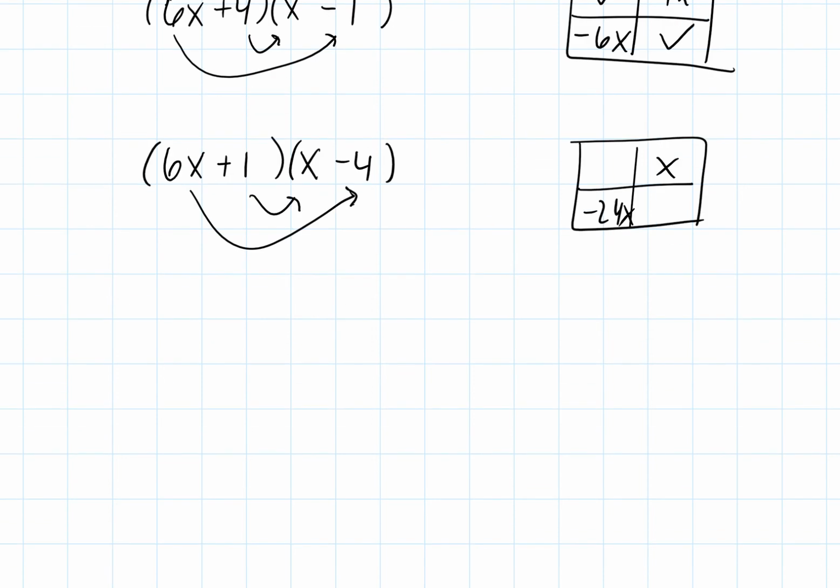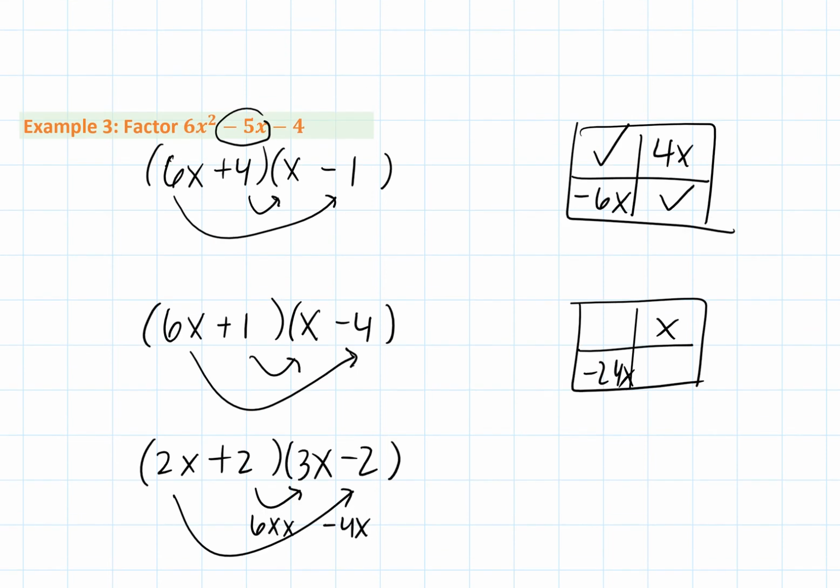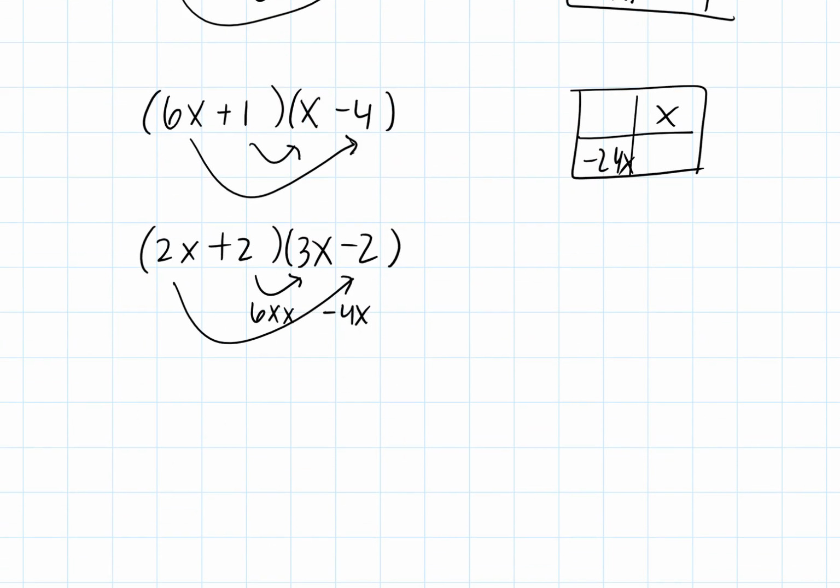Okay, let's try something else. Well, to get 6x squared, I could try 2x times 3x. I'm going to try some different numbers. To get that negative 4, maybe it's positive 2 and negative 2. I'm switching all kinds of numbers around. Here, if I multiply these terms, I get 6x. If I multiply these terms, I get negative 4x, but those don't add up to negative 5x.